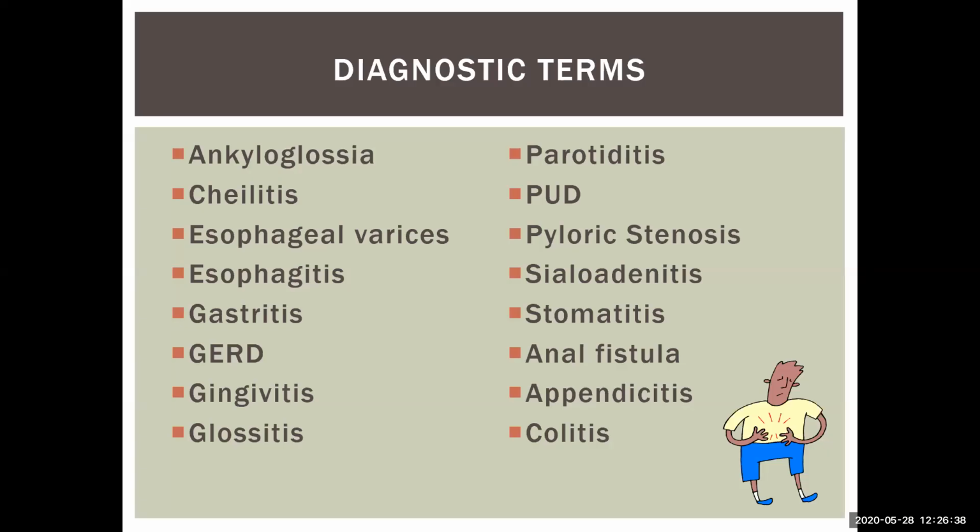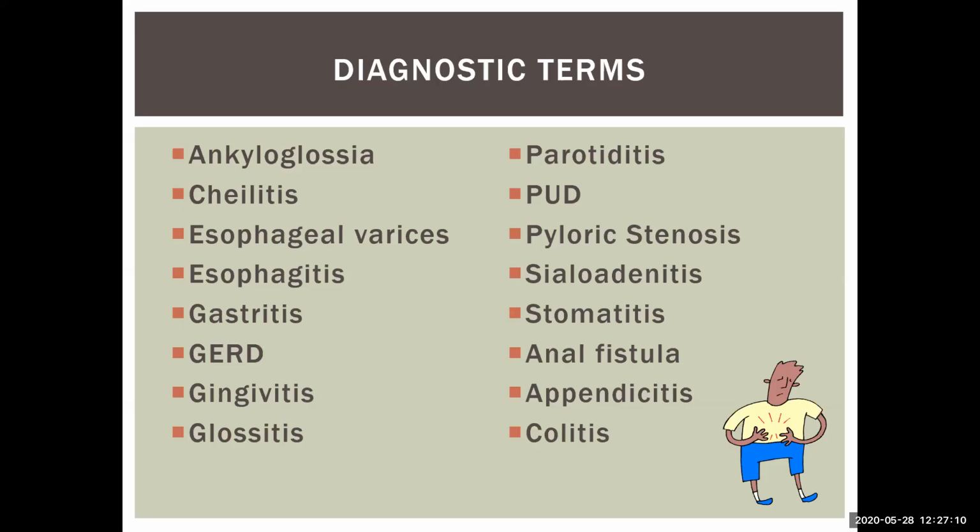Esophagitis is inflammation of the esophagus, as gastritis is inflammation of the stomach. GERD refers to gastroesophageal reflux disease. A lot of people have this, where you have the backflow of contents in the stomach go into the esophagus and causes burning and sometimes coughing when you're sleeping. Gingivitis, inflammation of your gums. Glossitis, inflammation of the tongue. Parotiditis is inflammation of the parotid glands, also called mumps or parotitis.